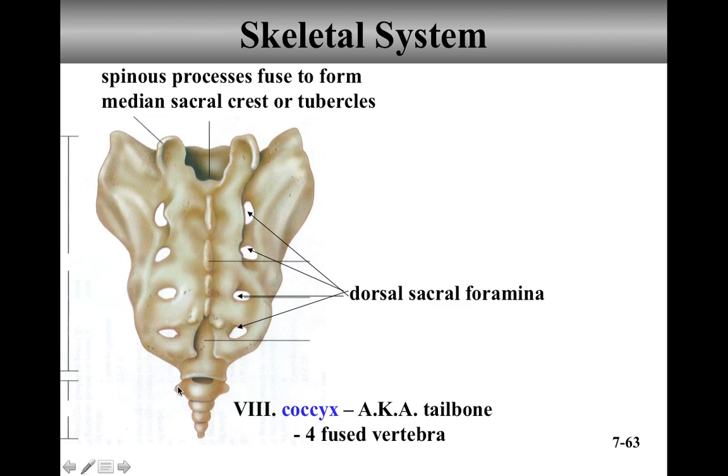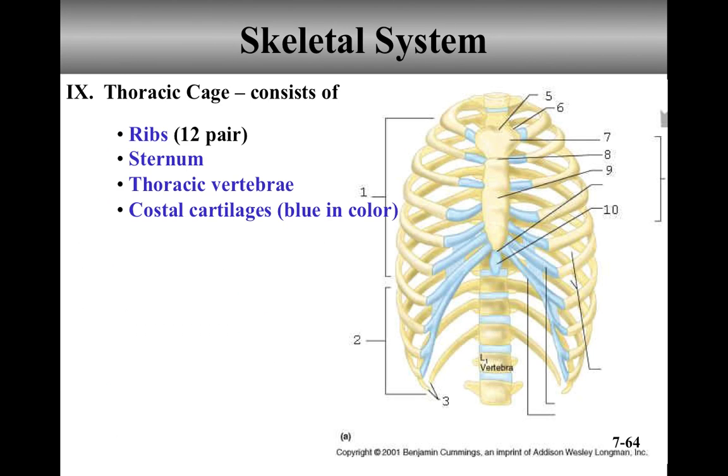And then at long last we have this little teeny tiny coccyx, which is our tailbone. And as far as a really cool function, I'm not entirely sure, except you can break it when you go ice skating or skateboarding or something like that. So let's take a look at our thoracic cage.